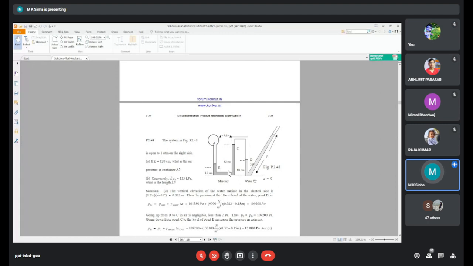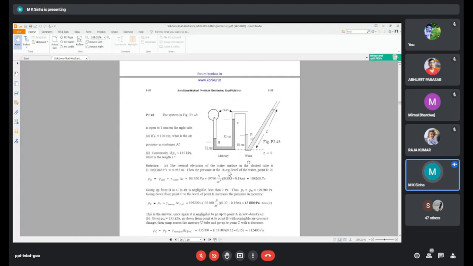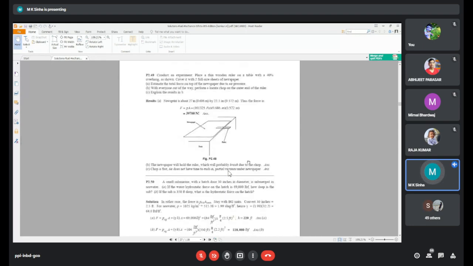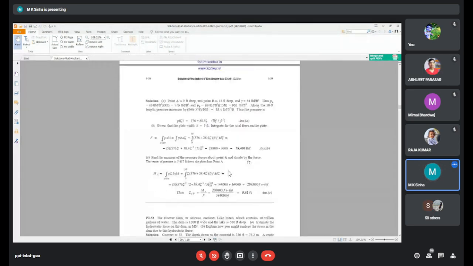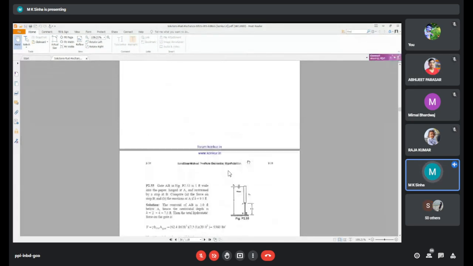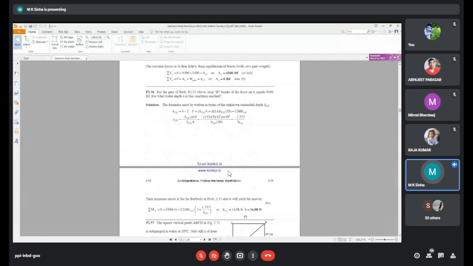Similarly, there is another problem here, given for air, 32 centimeter of mercury, and the other side is water, and they have compared. Am I right? So you might take this principle and try to solve it.